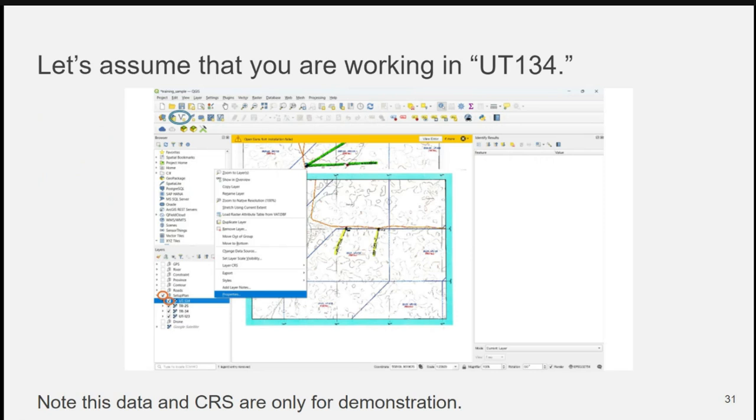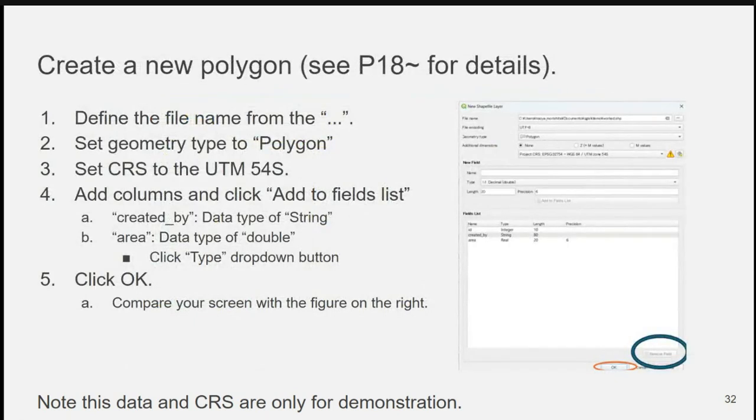So click the new shapefile circled in blue. I will briefly introduce the method, so please visit the manual for the details. First, define the file name from the 3 dots. Then set geometry type to polygon. Set CRS to UTM-54S.